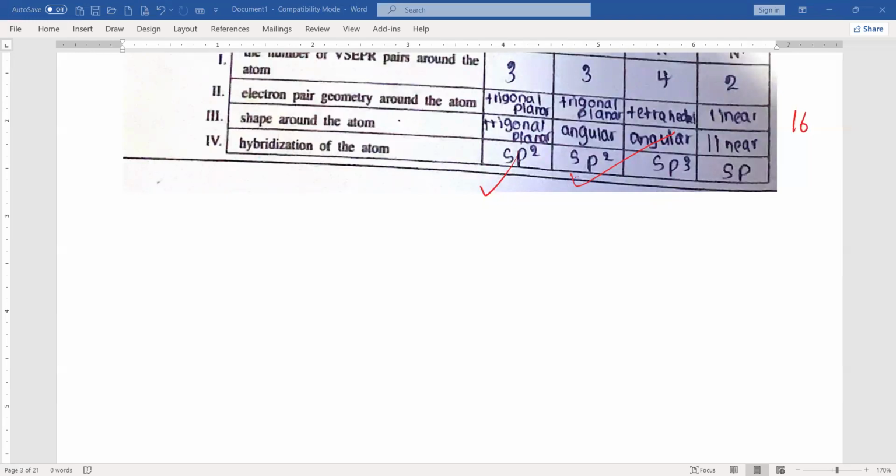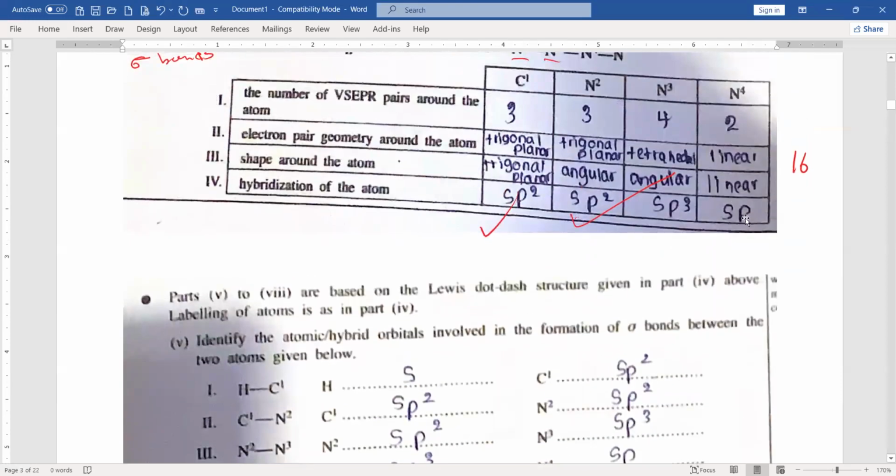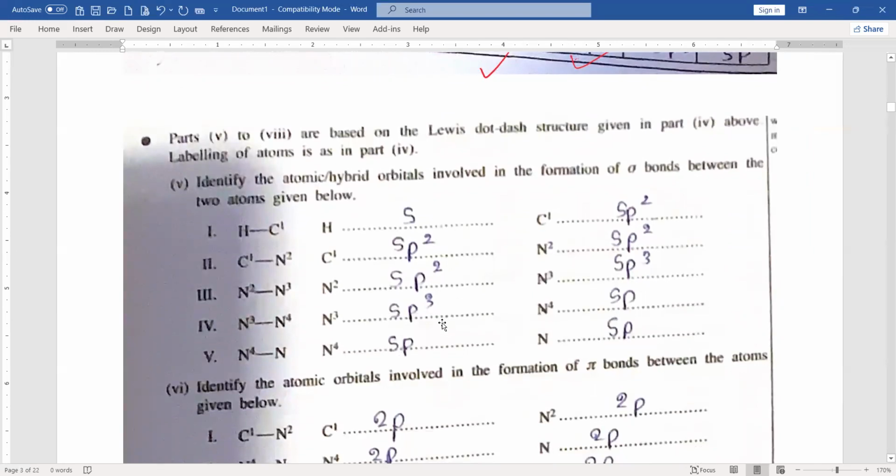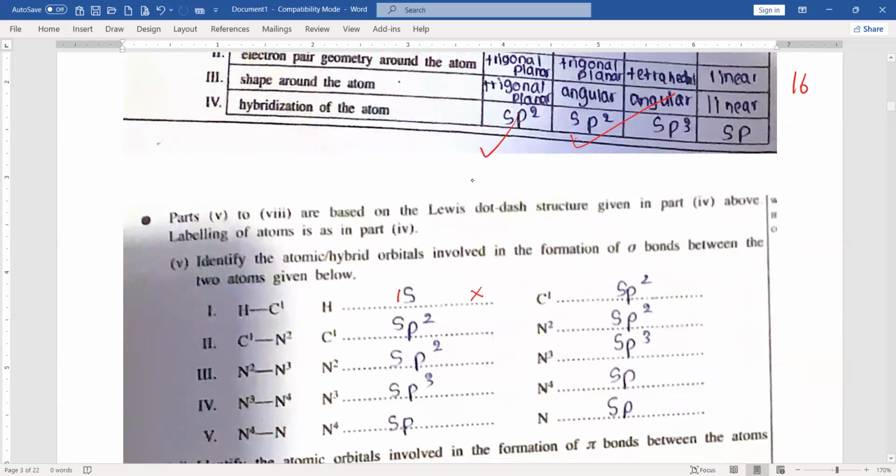Then this is a very simple thing. Next part. Normally, if you have already identified the hybridizations here, then you can easily answer this. And whenever hydrogen is involved, you have to mention it as 1s, not just s. Without the 1, that is wrong. You will not get marks. The hybridization of the C1 is sp2, so it is correct. Then C1 and N2: C1 again sp2 hybridized, same as that. Then N2 also sp2 hybridized. Therefore, this is correct.